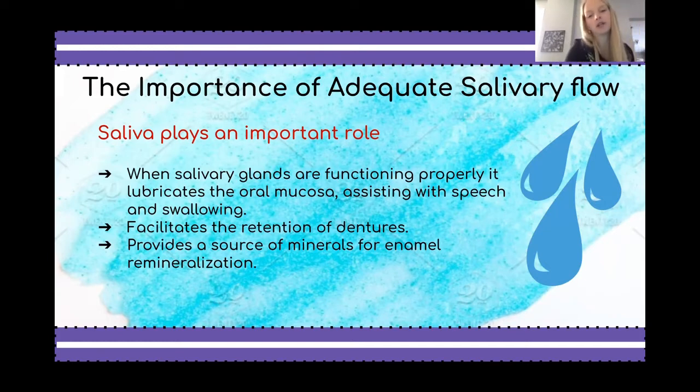When salivary glands are functioning properly, it lubricates the oral mucosa, assisting with speech and swallowing. It also facilitates the retention of dentures. So some of your clients may have dentures, and it's important that they have adequate saliva flow to help keep their dentures in. It also provides a source of minerals for enamel remineralization. That basically means to help keep the material that the teeth are made out of mineralized.